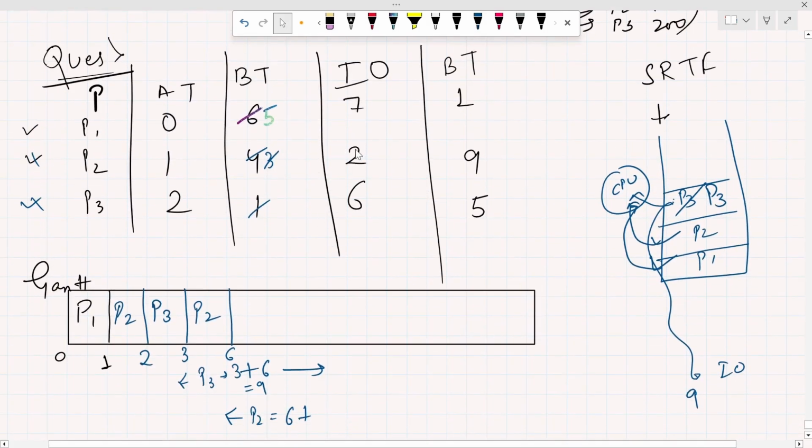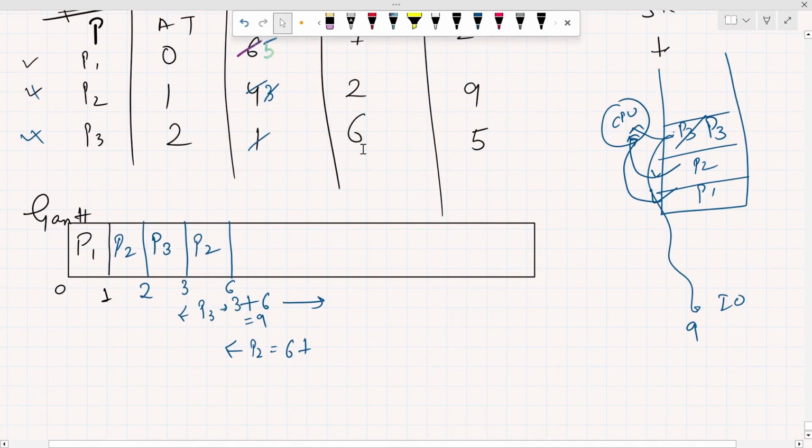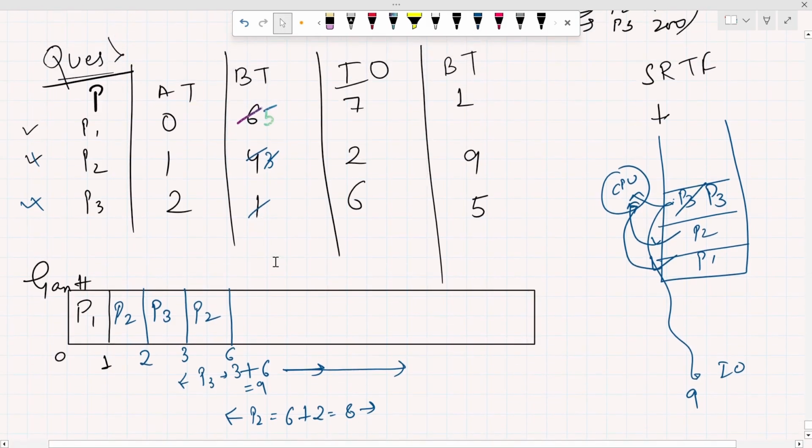6 plus the I/O operation time. The I/O operation time for the P2 process is 2. So 6 plus 2 is 8. So at 8, P2 process comes in the ready queue. Here you can see that P2 process again comes in the ready queue, but P3 process does not, because P3 process arrival time is 9, and P2 is 8. After 6, one process is available, which is P1, so it goes to 8.